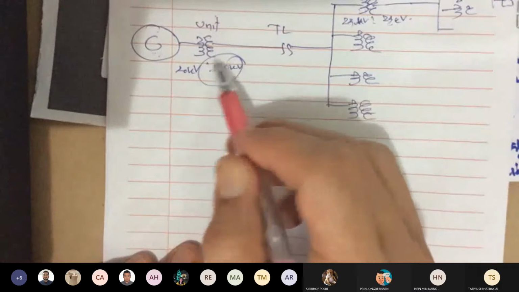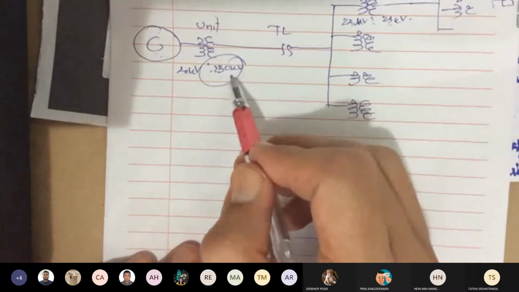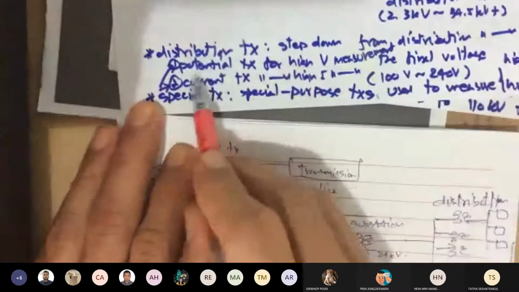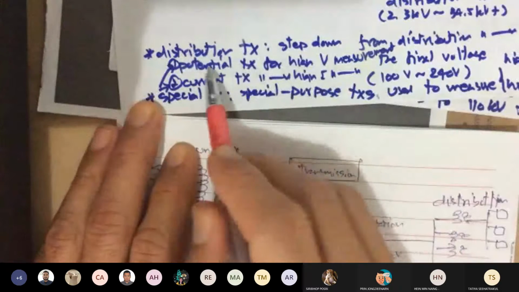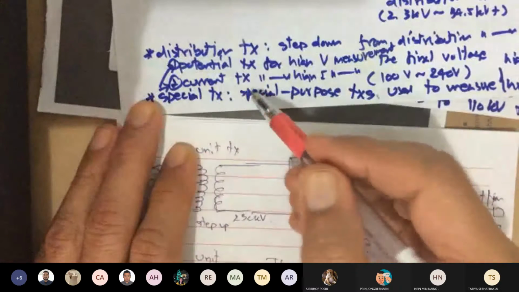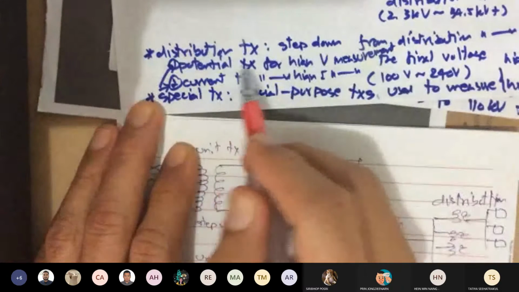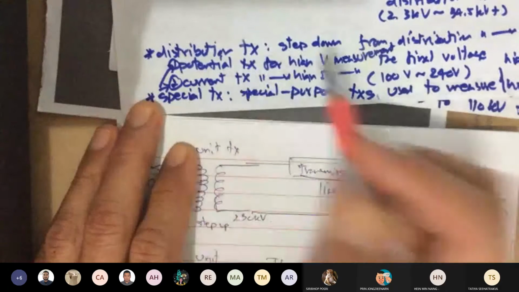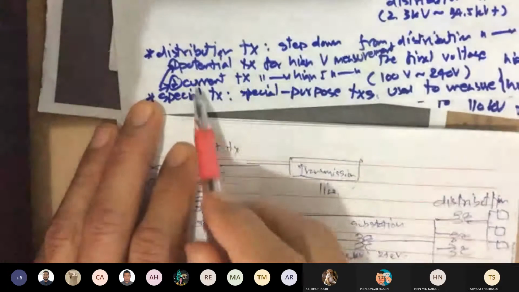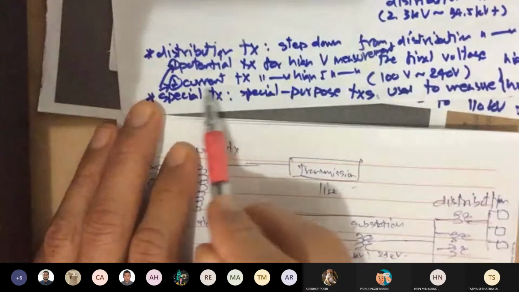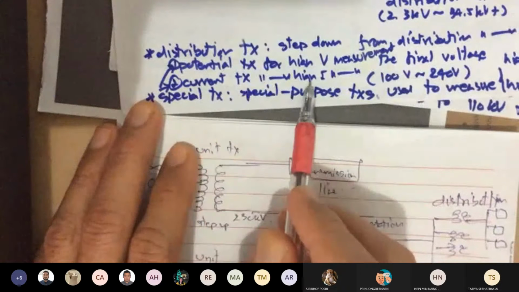So how do you measure this much voltage? You use what we call a potential transformer. They work the same way. You have a relationship between the windings, and you step down to measure it. The second one is what we call current transformer. This is used to measure high current equipment.